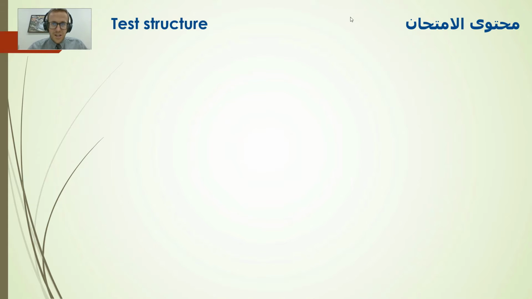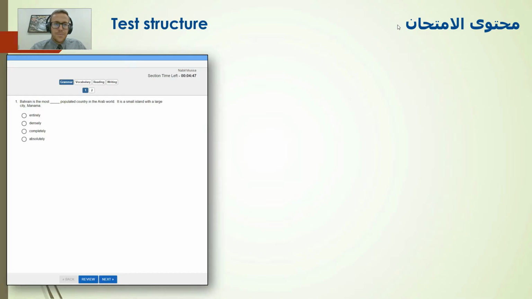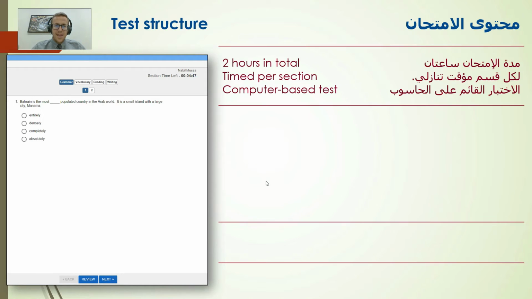What is the structure of the test? So this is a screenshot of what the test looks like. You have different sections at the top. You have the name of the person doing the test. You have the time for the section. You have the number of the questions. Then you have the question itself. And at the bottom, you can click next or back depending on which way you want to go through the test. It's 2 hours in total, but there is a time for the section, and it's a computer-based test.